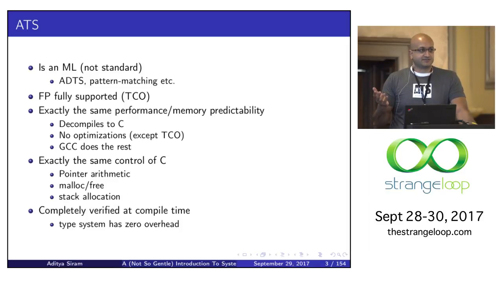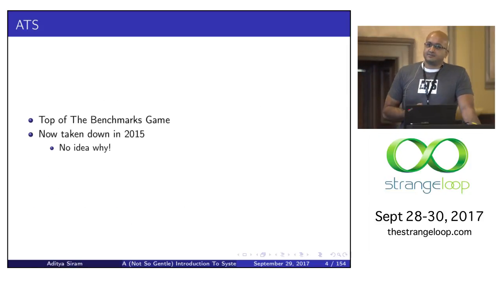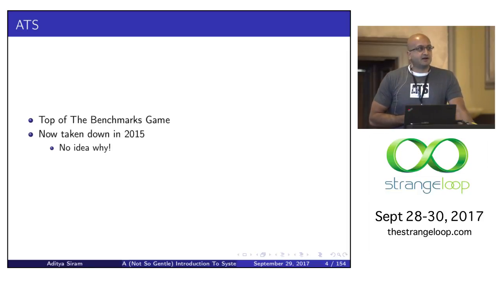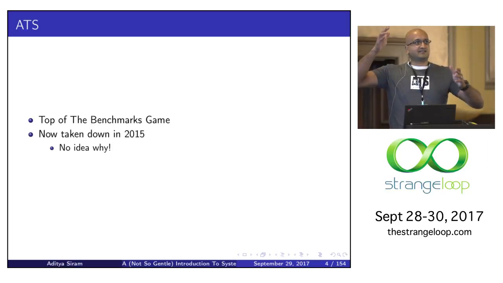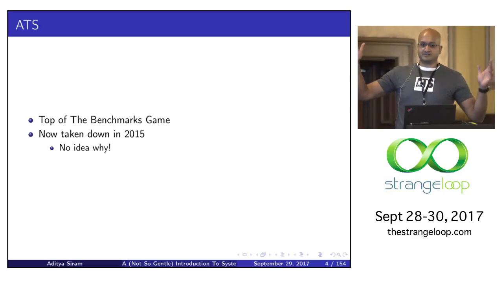It just compiles to C, and except for tail calls, there's no real optimization, and GCC or your favorite C compiler does the rest. Which is why, for the longest time, it was always on top of the language benchmarks. It was always in the top 4 or 5. It was always like C, C++, Ada, ATS, Fortran, and now Rust, right?